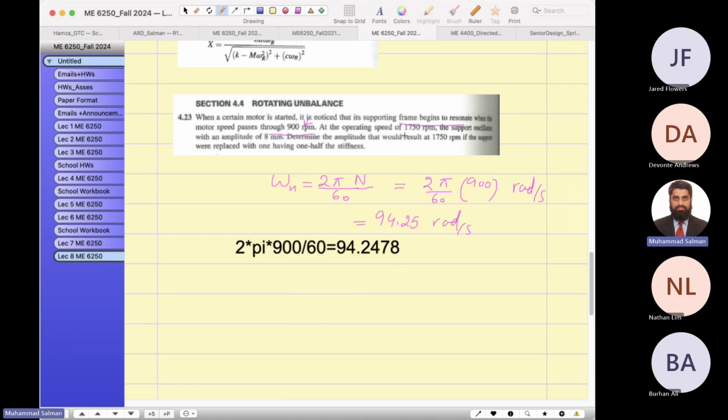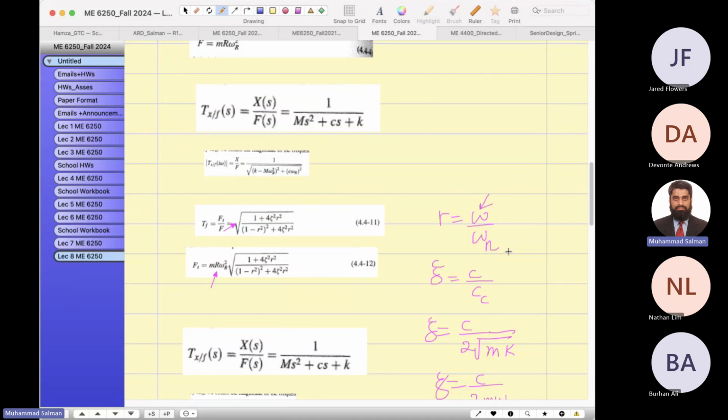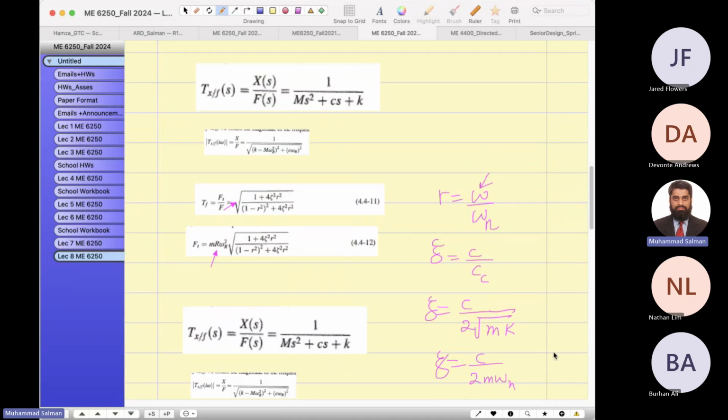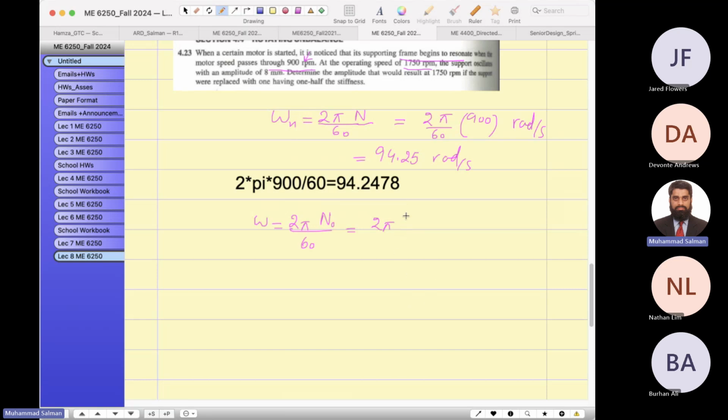At the operating speed. So this operating speed is the one which I showed you. R is, this is omega, which is the operating speed of the rotating machine, correct? So omega can be written like 2 pi times the operating speed, N0, over 60, which is 1750.